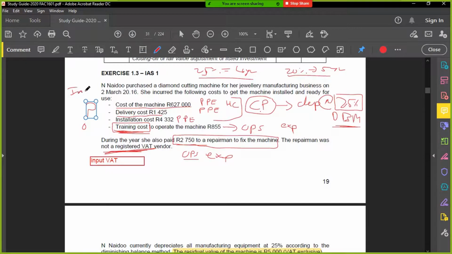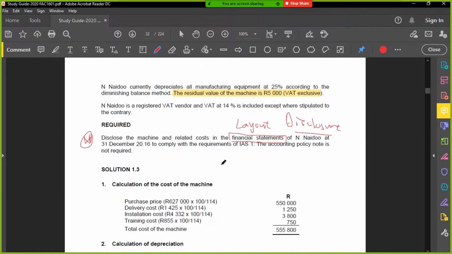Is this inclusive or is this exclusive? Do you know? We don't know from the question. Do you see that? Right, they're telling us about costs, but whether those costs are inclusive or exclusive, we're not sure. Okay, we know that the repairman was a non-registered VAT vendor. That we know for sure. Right, but whether these amounts are exclusive or including VAT, that we'll have to look at the answers to tell.